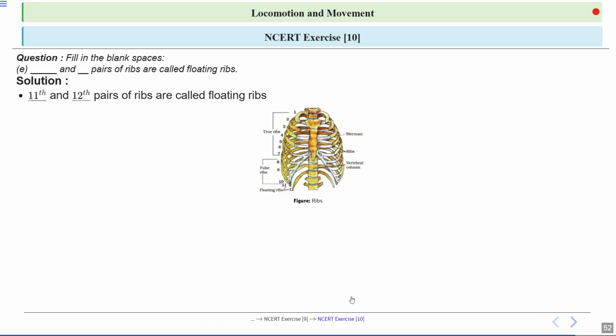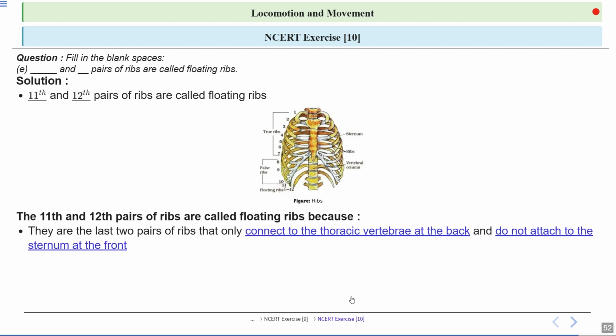Here you can see 1 to 7 pairs of ribs are called true ribs. Then 8 to 10 pairs are called false ribs. And talking about floating ribs, there are two pairs here which are called floating ribs, that are the 11th and 12th pair. So why do we call them floating ribs? It's because the 11th and 12th pairs only attach to the spine at the back. They don't connect to the sternum, or we can say breastbone, at the front like the other ribs do. So you can think of them as shelves that are only fixed on one side.